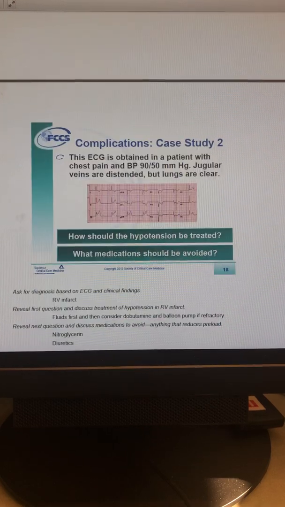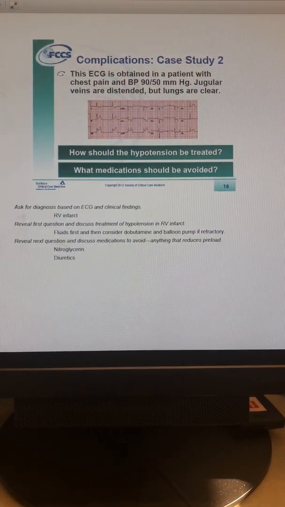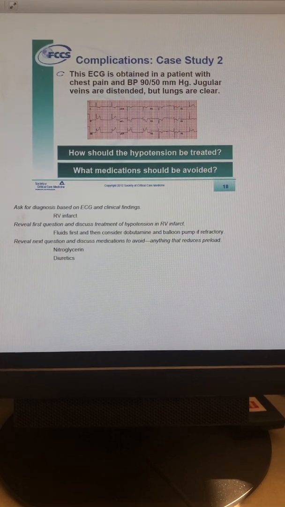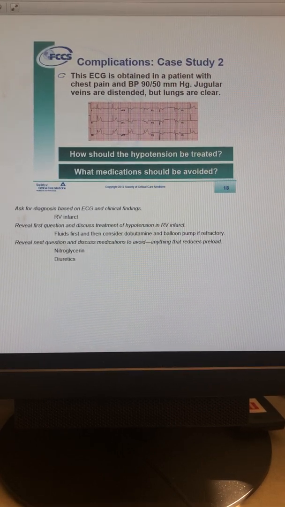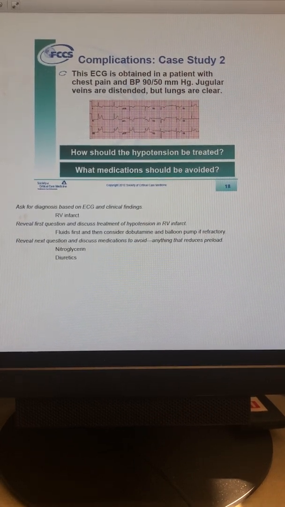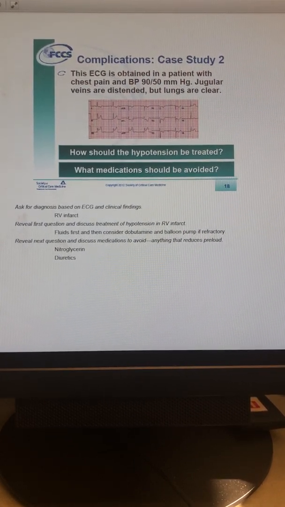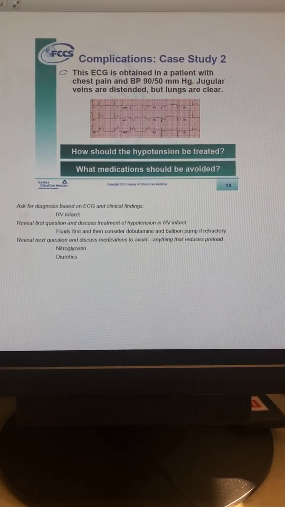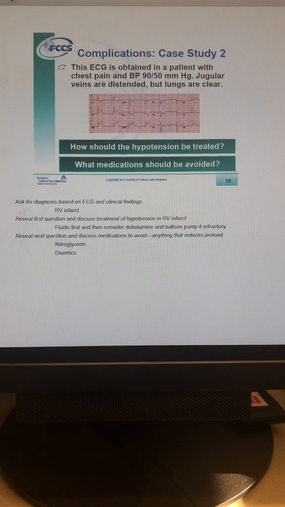All right, so moving on, this is case study number 2. It's a complication, just to go over what can go wrong after a heart attack. This EKG is obtained in a patient with chest pain and a blood pressure of 90/50. Jugular veins are distended, but lungs are clear.